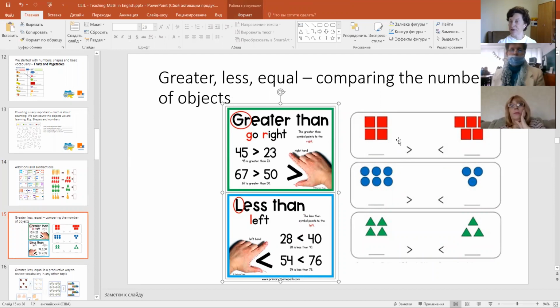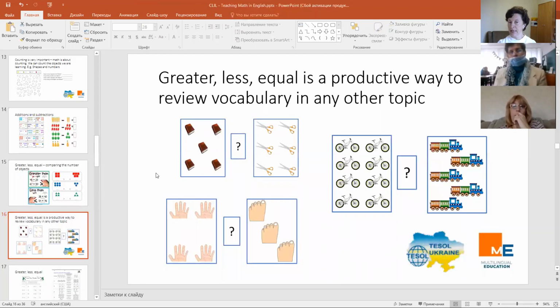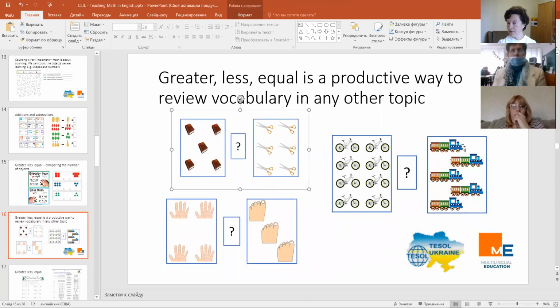Again, this is a very similar type of practice of vocabulary to math operations, because here we also count and then decide what is greater and what is less. And it's fun because as soon as you master this operation, you can do the same with so many subjects, with so many vocabulary units. For example, here you see that this is a productive way to review other vocabulary.